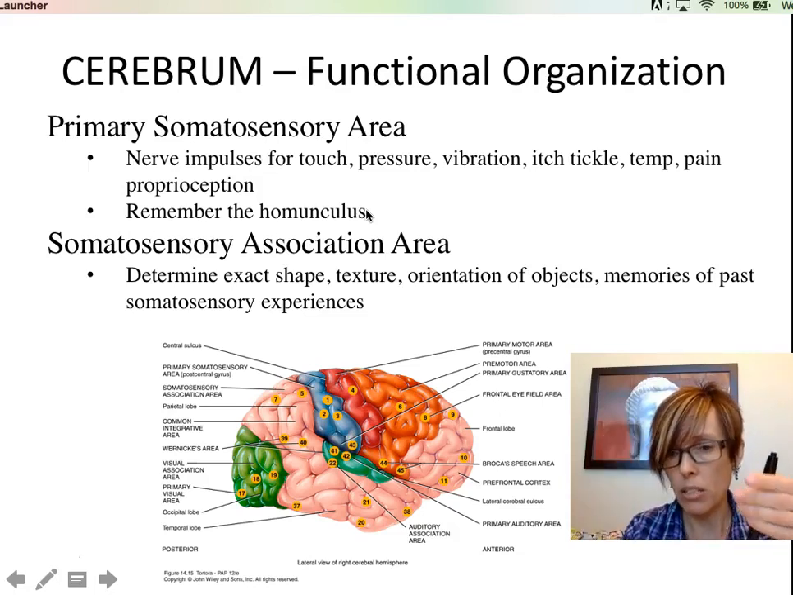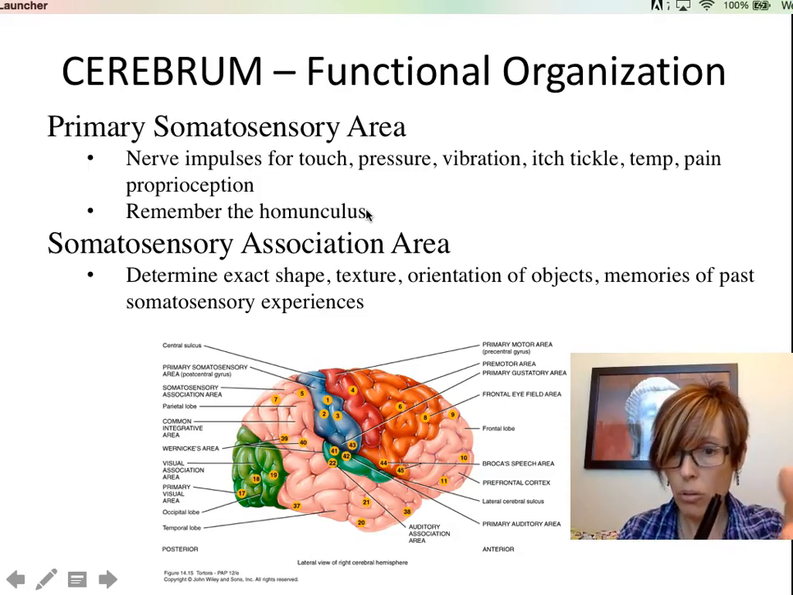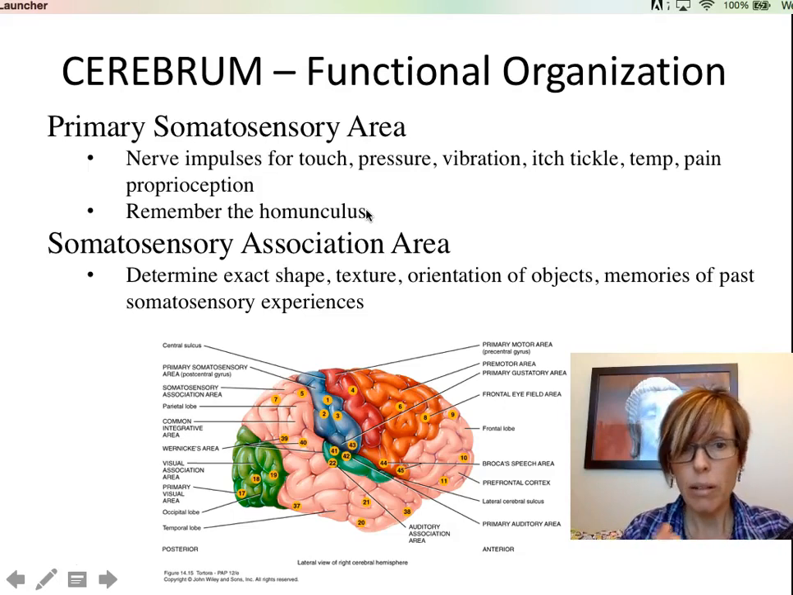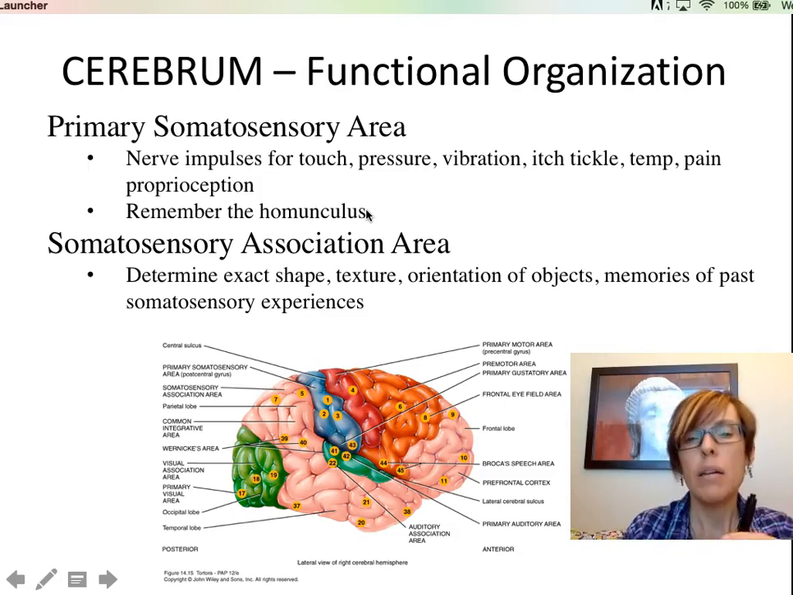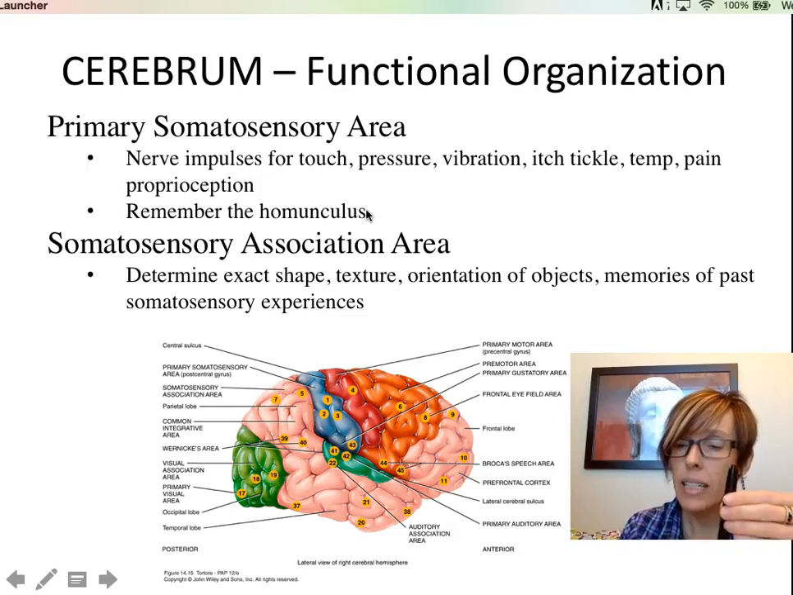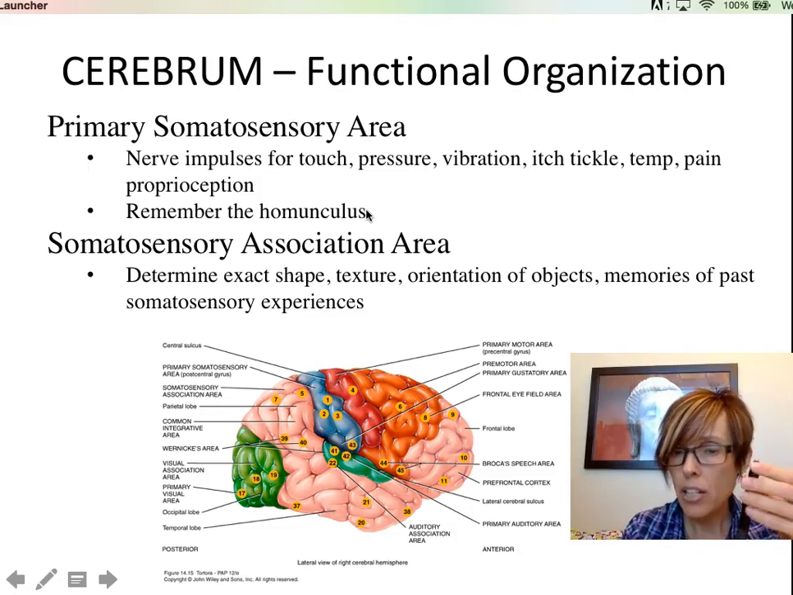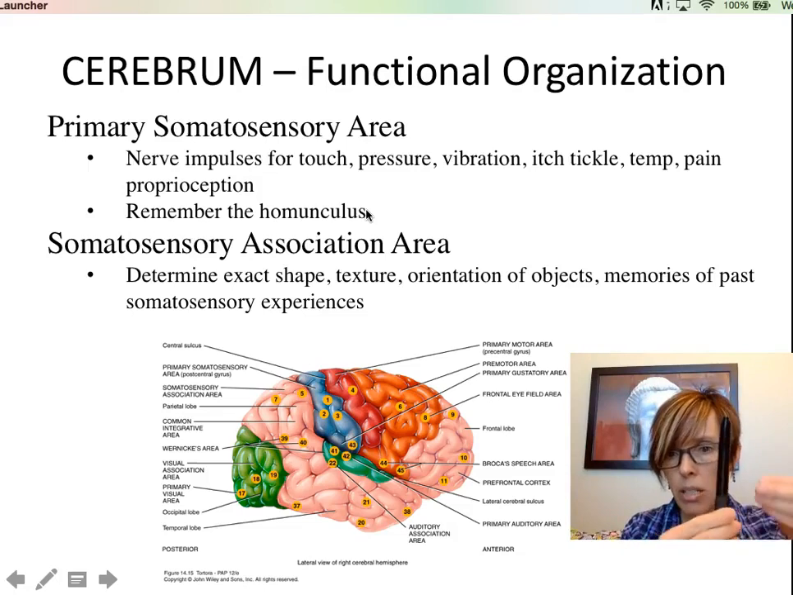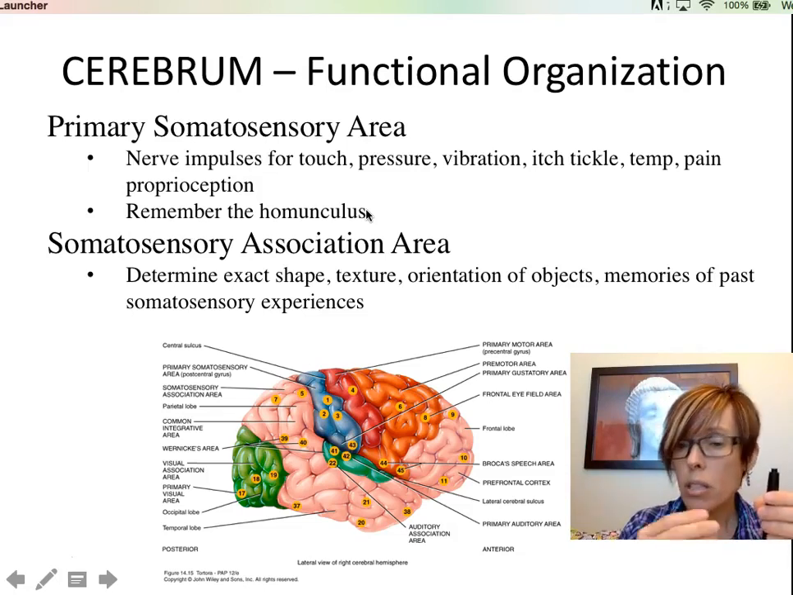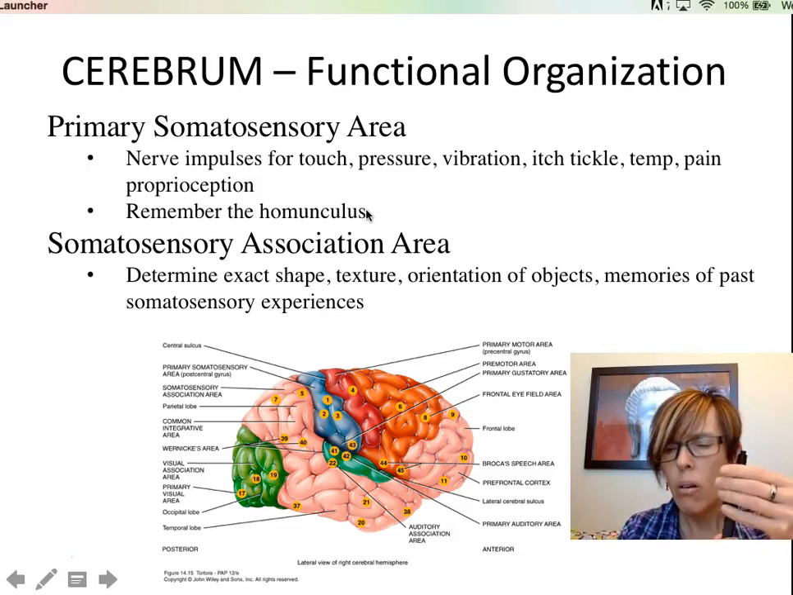That's my primary somatosensory area. Yes, I feel that. Now, the association area, the one right behind that in the brain, is going to allow me to determine the exact shape, texture, orientation, as well as memories. So with primary somatosensory, I can feel that. Yes, there is something in my hand. The association area goes, oh yeah, that feels like plastic.